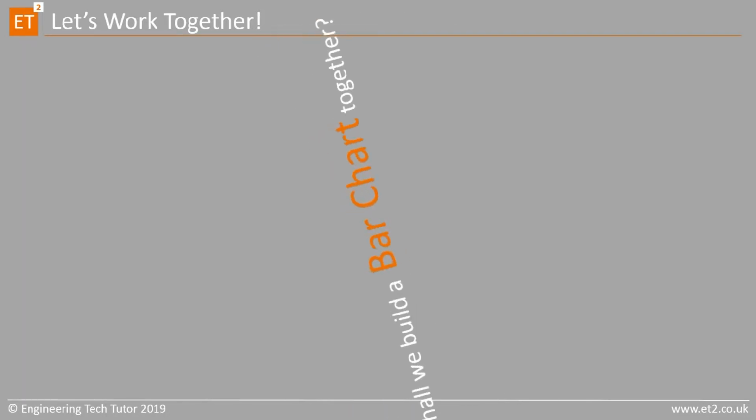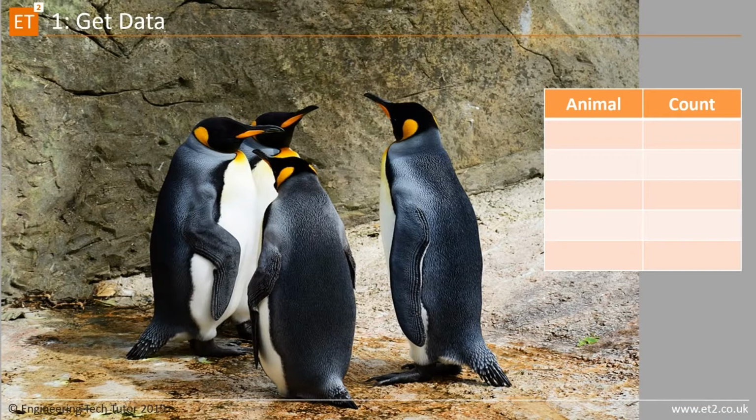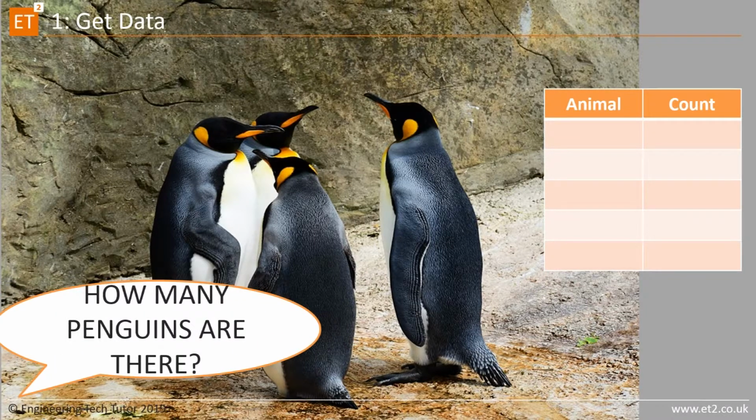Okay, so let's build a bar chart together. Before we can make a bar chart, we need some data, or numbers, to plot. So let's use an example about animals. In this example, we're going to count how many animals there are. But first we'll need to build a table to put our numbers in. How many penguins are there in this photo? 1, 2, 3, 4. There are 4 penguins. So we shall write penguins and 4 in the table.